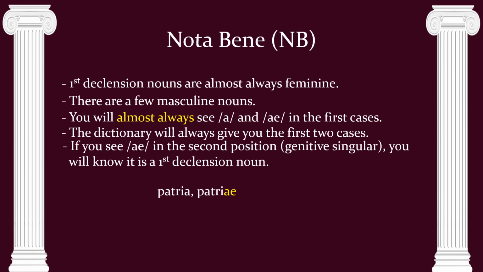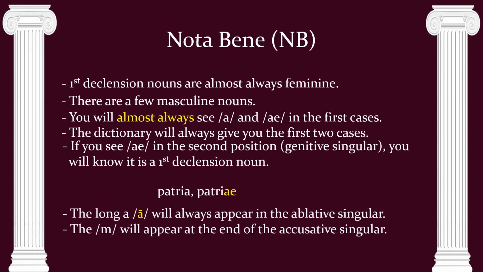Okay, and this is a little repetitive, but if you see AE in the second position, the genitive singular, you will know it is a first declension noun. So patria, patriae. Patria is the fatherland, okay, the homeland, the country, and that patriae, those yellow letters, the AE, they help you identify the declension. The long A will always appear in the ablative singular, and the M will appear in the accusative singular.